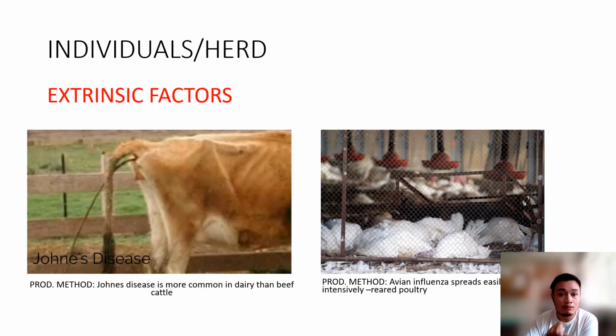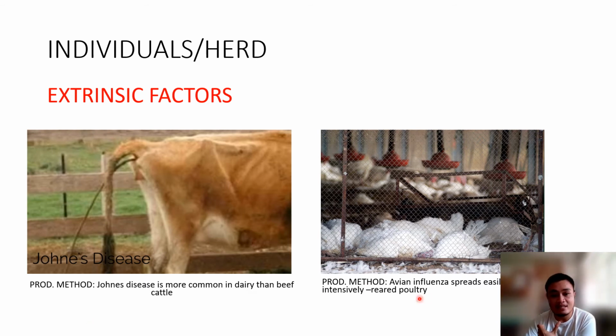In contrast, we also have extrinsic. So these are characteristics that are not innate to the animal. So for example, we have Johne's disease, Mycobacterium avium paratuberculosis or paratuberculosis. These occur more frequently in dairy than beef cattle. So the factor here is the production method that the animal is subjected to. That is more prone to the spread of Johne's disease or paratuberculosis.